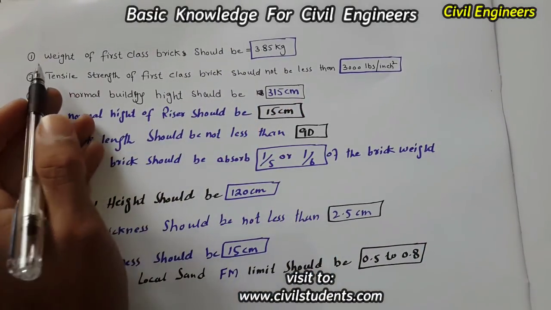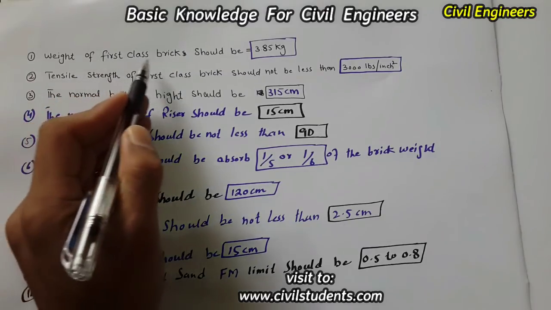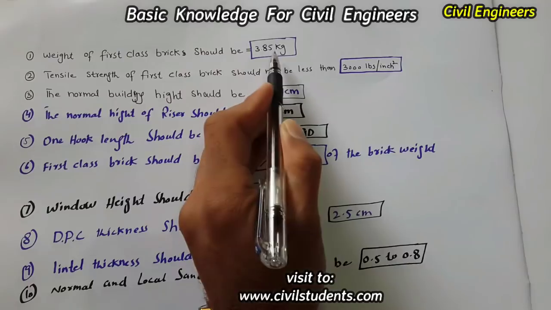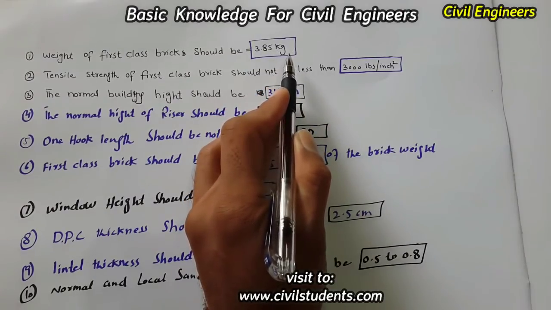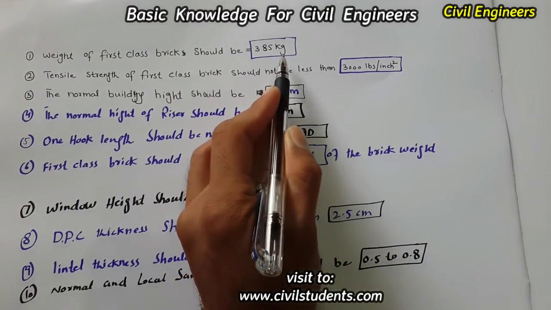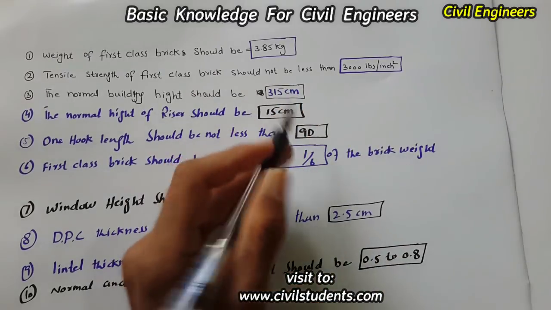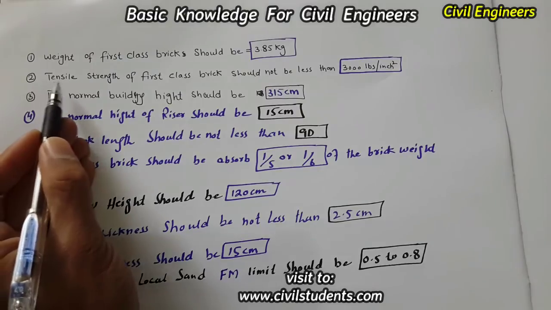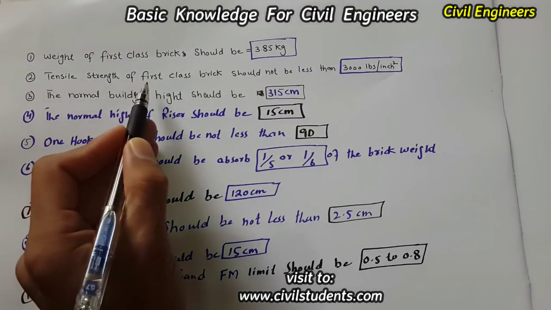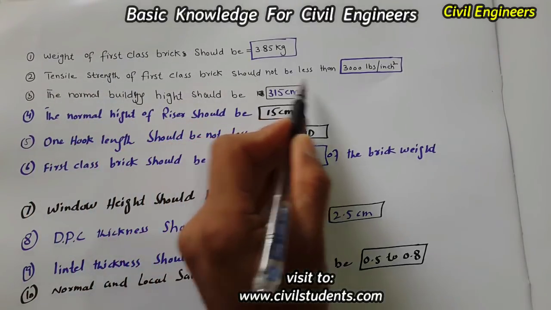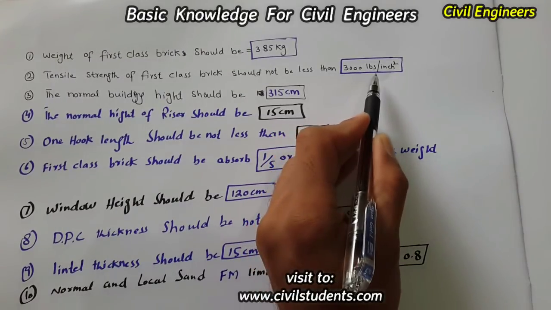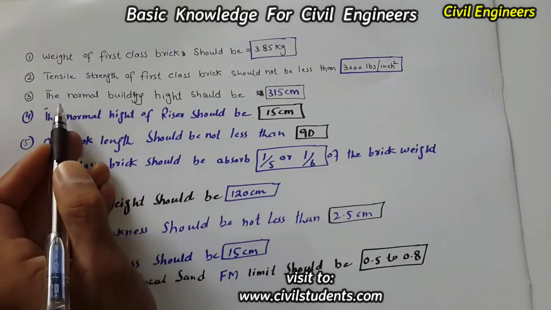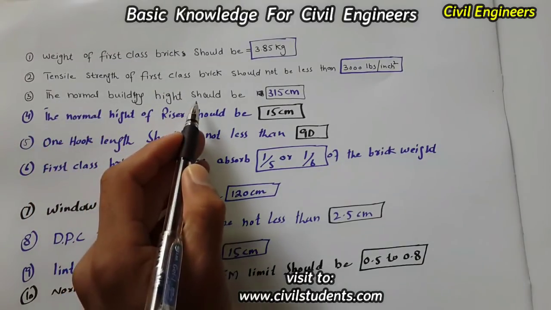So the first one: the weight of a first class brick should be not less than 3.85 kg. Keep this point in your mind, okay? And the second one, also about the brick: the tensile strength of a first class brick should not be less than 3000 lbs per square inch, okay? Not less than that.